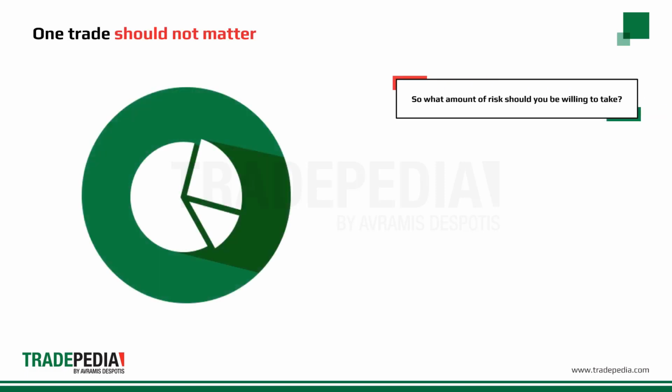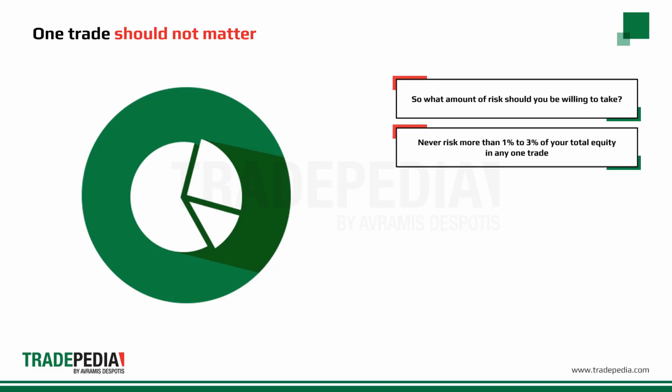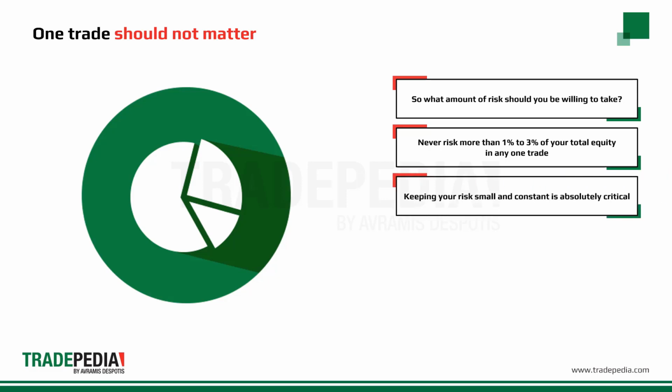So what amount of risk should you be willing to take? We refer to an answer given by a successful trader. Never risk more than 1 to 3% of your total equity in any one trade. By risking 1 to 3%, you are indifferent to any individual trade. Keeping your risks small and constant is absolutely critical.